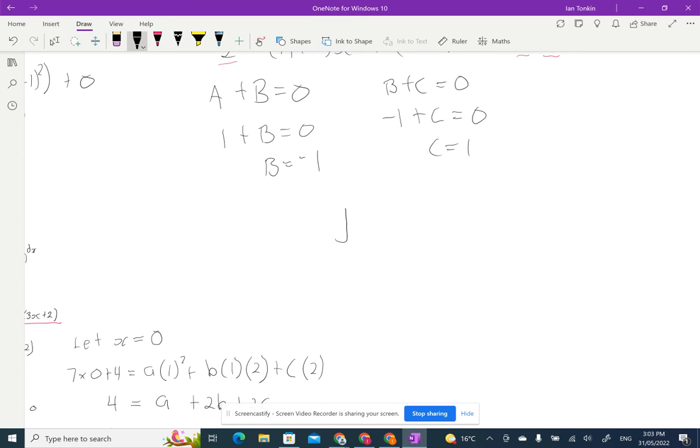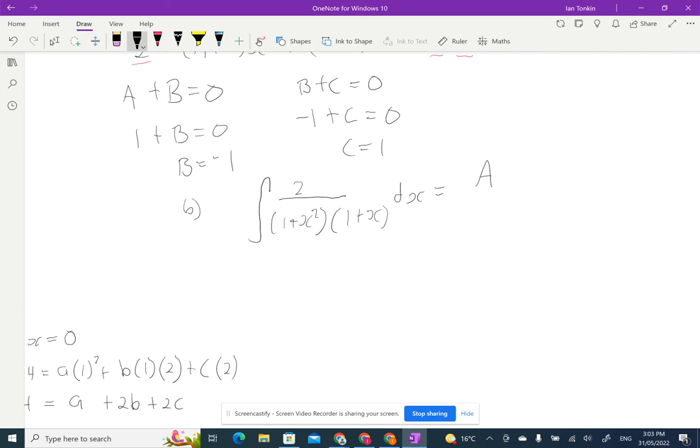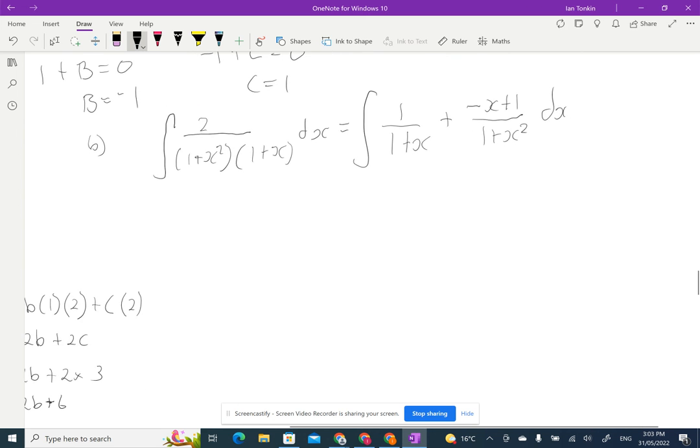I might be able to fit this in here. So this is 6b, the integral of all this, 2 on 1 plus x, 1 plus x squared dx equals, well, it was a on 1 plus x, so the integral of 1 on 1 plus x, that's going to be good, plus minus x plus 1 on 1 plus x squared dx. Okay, so here we go.